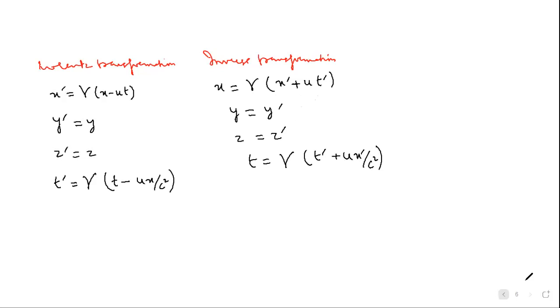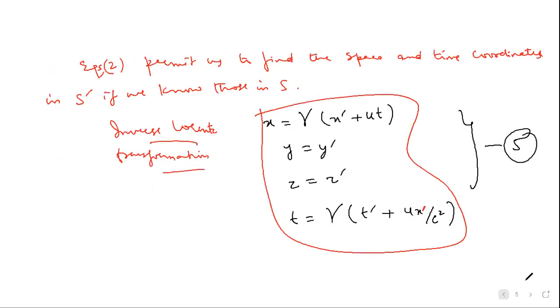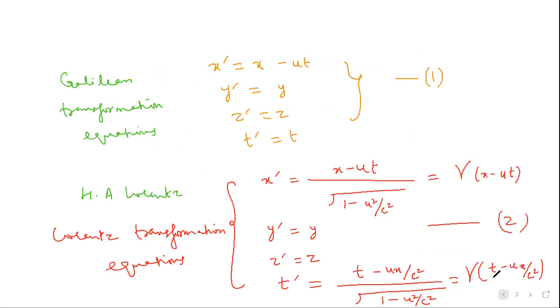We've already written them. Here it is t prime also. X is gamma times x prime plus ut prime, y is y prime, z is z prime, t is gamma times t prime plus ux prime by c square. Let me check my Lorentz equations here. They're okay.